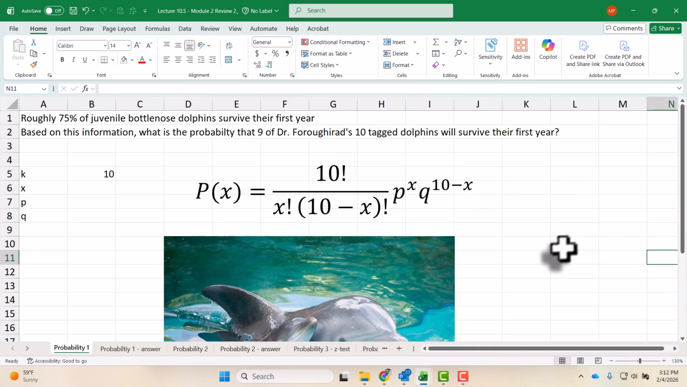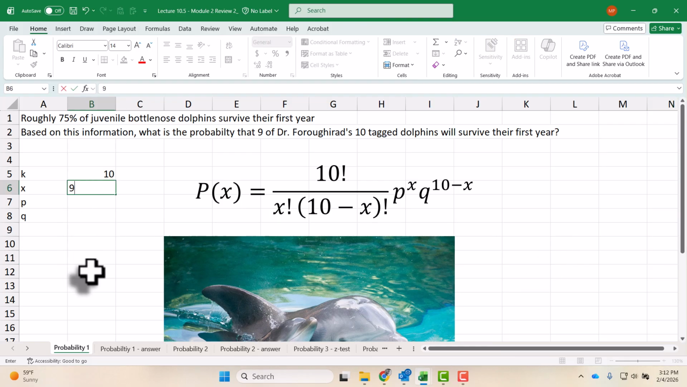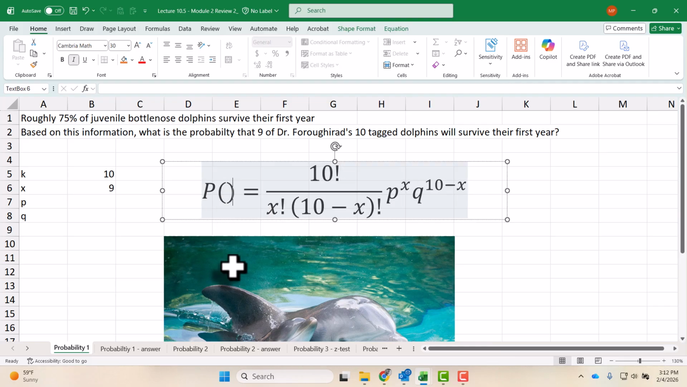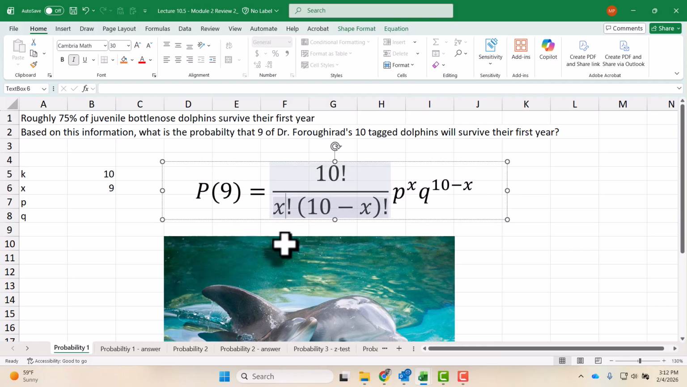Next, what is the event of interest? What are we interested in? We're interested in 9 of those 10 dolphins surviving. So our x is going to be 9. We can fill that in for each of our x's in their respective formula.